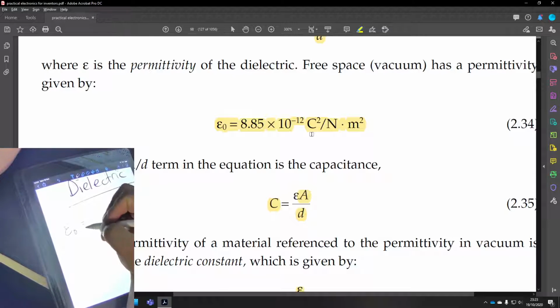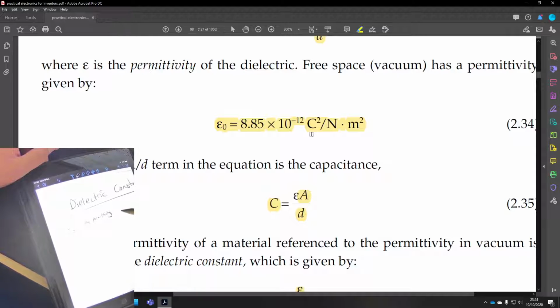So anyways, what's this thing called? Epsilon zero is the permittivity. No way I can spell that word. You guys know what that says, right? The permittivity. Did I spell it right? I spelled it right as well. The permittivity of a vacuum.